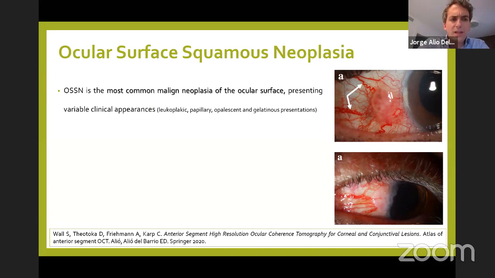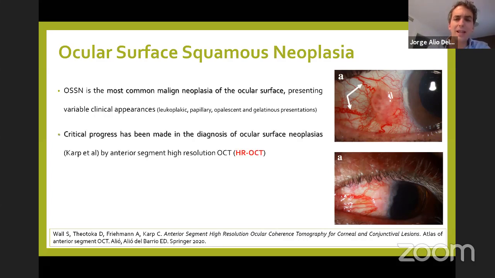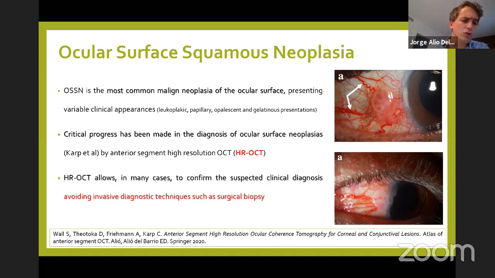As probably you all know, OSSN is the most common malignant neoplasia of the ocular surface and presents quite variable clinical appearances. In the last 12 years, the Bascom Palmer team has worked a lot on this. There has been critical progress in the diagnosis and also in the management of ocular surface neoplasias, thanks to the development of high resolution OCT, which has basically changed completely the way we manage these diseases. High resolution OCT allows, in many cases, to confirm the suspected clinical diagnosis and avoid any surgical approach like surgical biopsy. And it's the team of Carol Karp that has worked a lot on this.